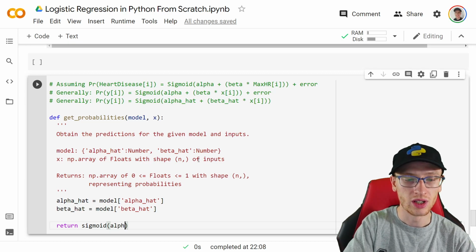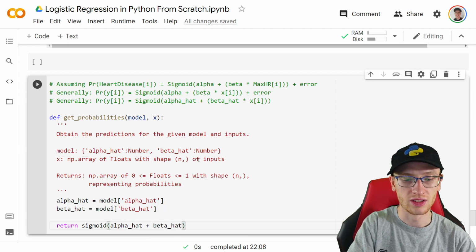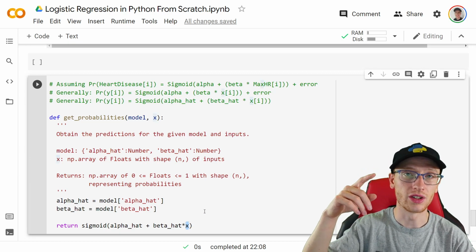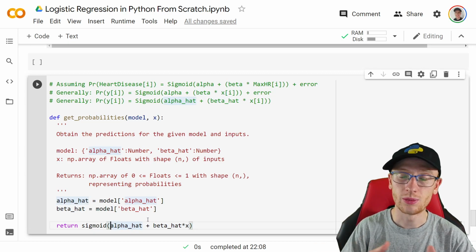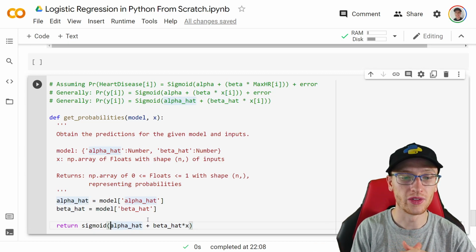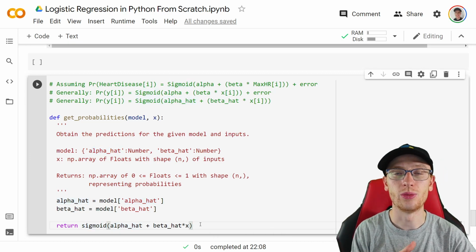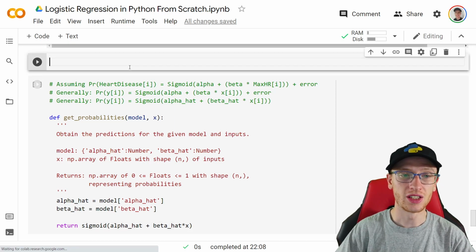Return the sigmoid of alpha hat plus beta hat times the input. Okay, so this input is going to be a vector, a big long list of inputs. We can multiply all of those by beta hat, and then you can add alpha hat to all of those. That's basically your linear regression formula. And then we need to wrap that in the sigmoid function to make that between the range of 0 and 1 to be probabilities. So let's make that sigmoid function.